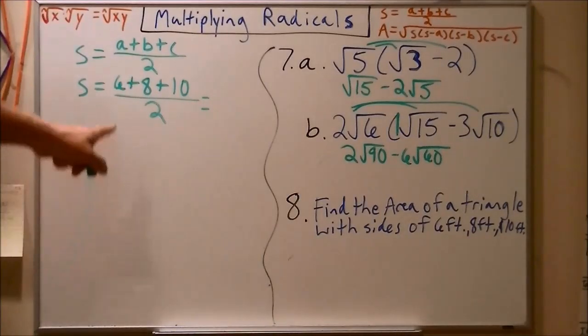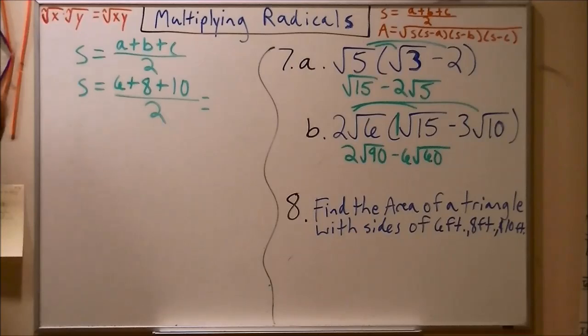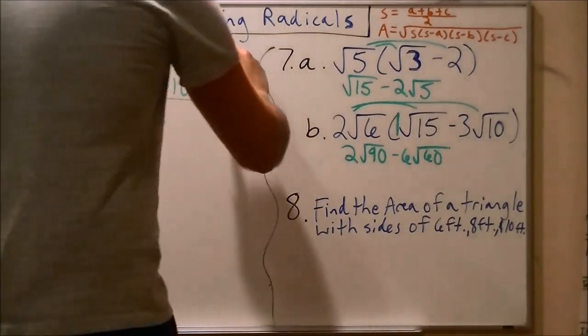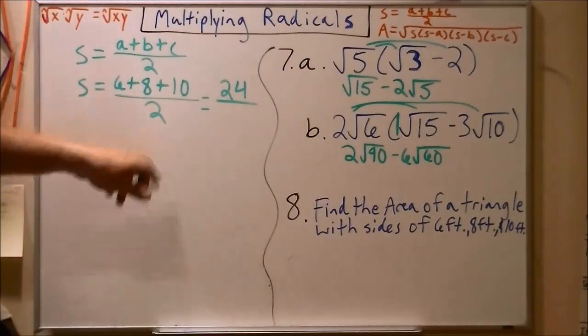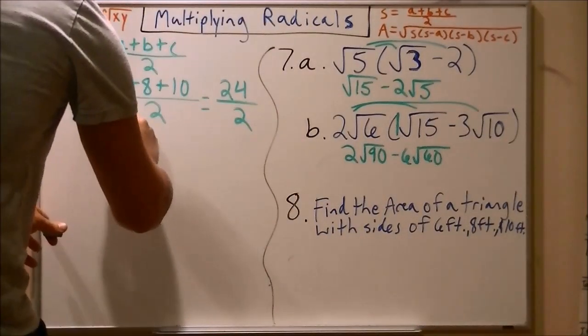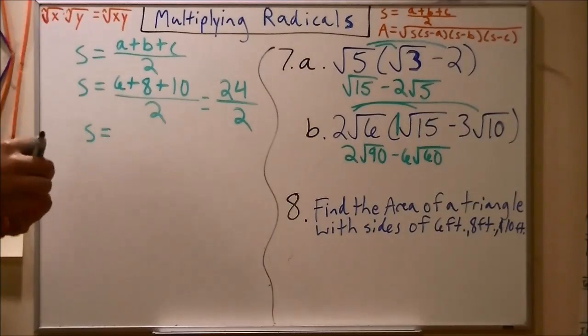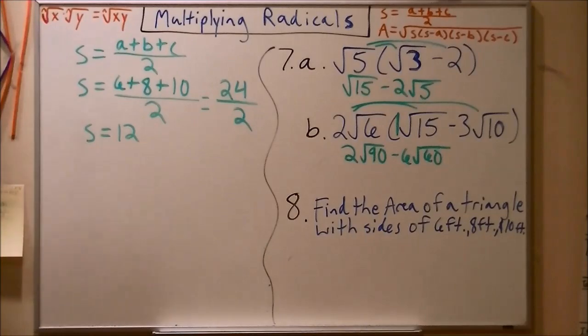Okay. We can do these in our head, simple. What is 6 plus 8? 6 plus 8 is 14. What is 14 plus 10? That is 24. All over what number? 2. Okay, so what is my S in the formula? What's 24 divided by 2? It is simply 12. Okay.